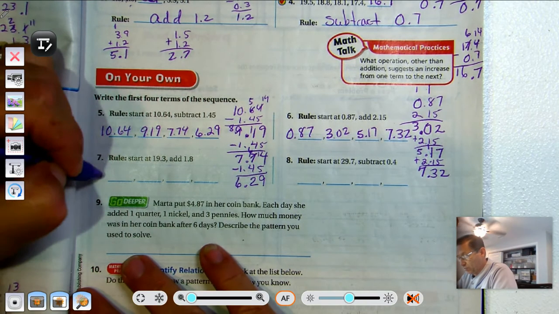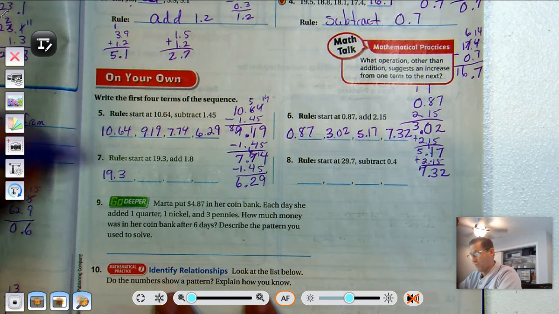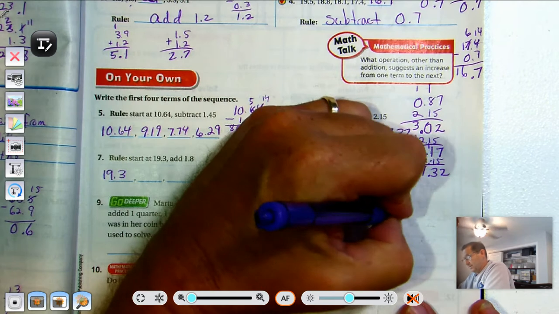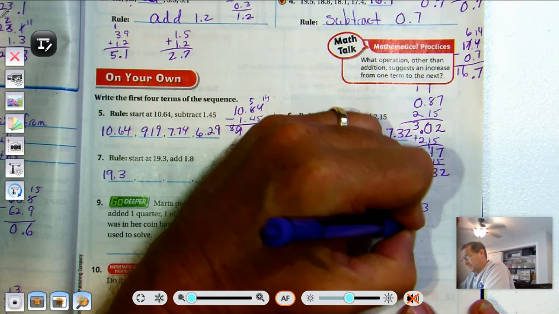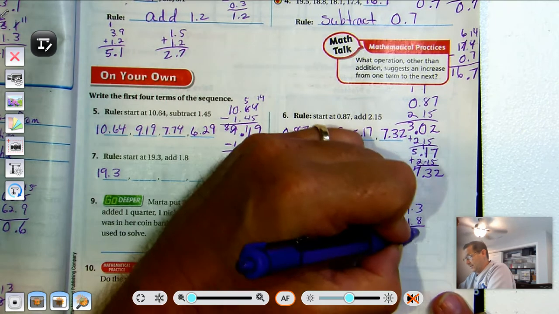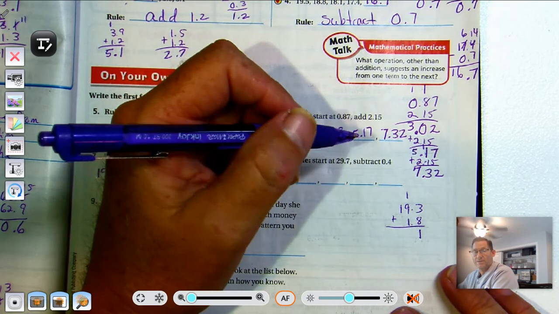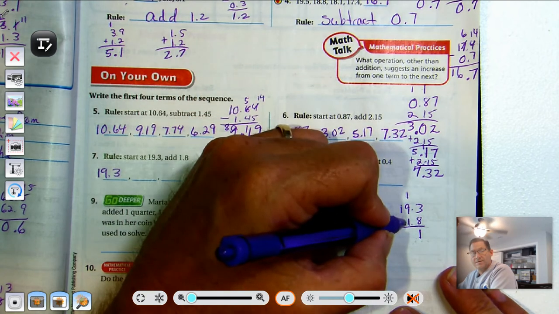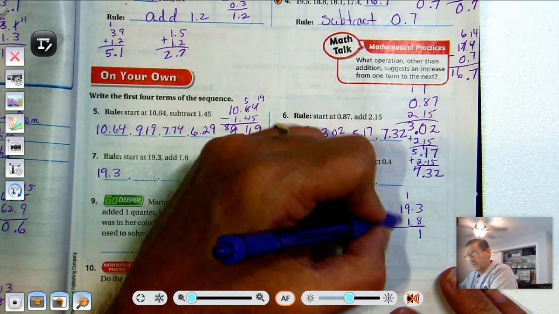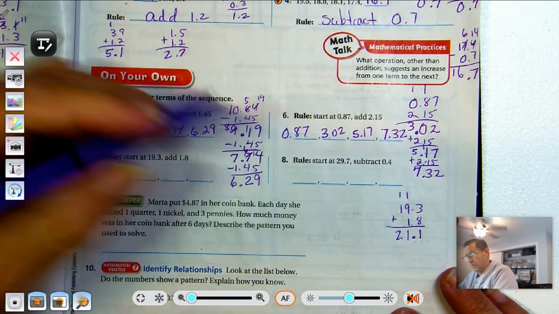Number 7, our rule is 19 and 3 tenths. Start there and add 1.8. So 19 and 3 tenths plus 1 and 8 tenths. 8 and 3 tenths is 11 tenths. Regroup that as 1 one and 1 tenth. 9 and 1 is 10, plus the regrouped 1 is 11 ones. So 21.1.